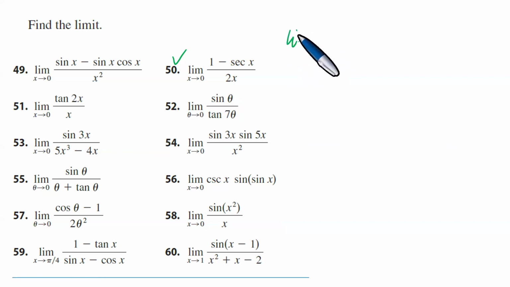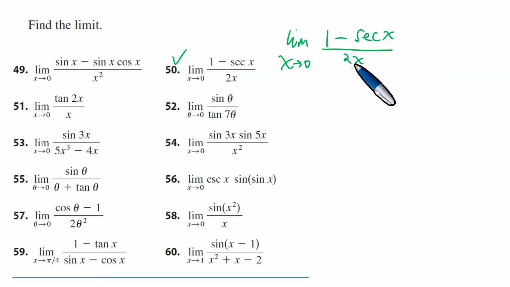So, right, we have the limit as x approaches 0 of 1 minus secant of x divided by 2x. Like that. Right, so now as x approaches 0. Okay, you let me know when you're done.